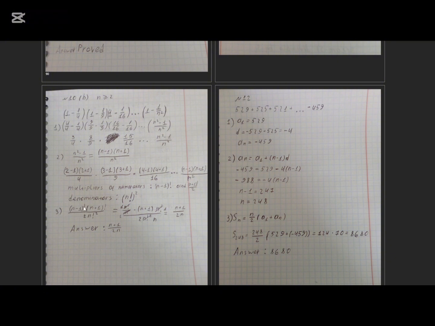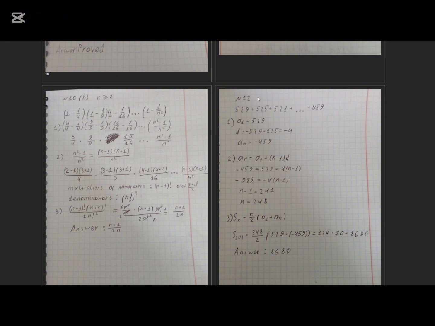It's n minus 1 factorial multiplied by n plus 1 factorial divided by 2 multiplied by n factorial squared. So we can represent n minus 1 factorial like n factorial divided by n. N plus 1 factorial we can represent like n plus 1 multiplied by n factorial. We divide and simplify the formula. So we get n plus 1 divided by 2 multiplied by n.